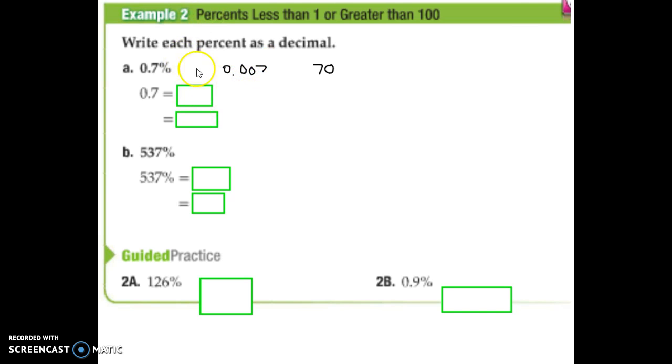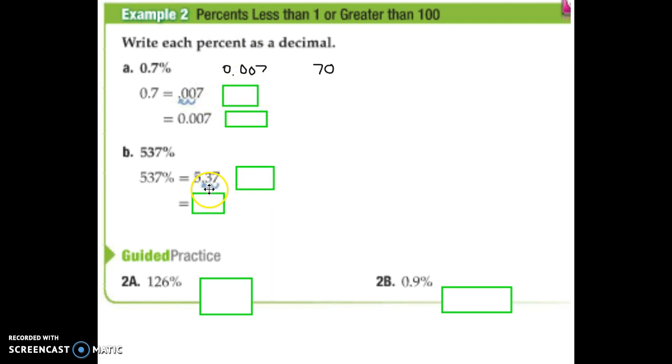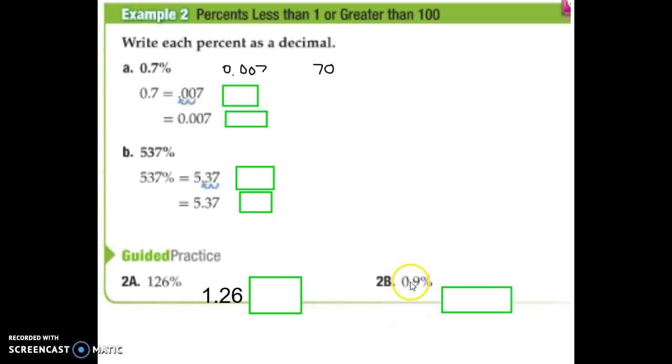Alright, so I can drag these over here. This one's over 100%. That's fine. I still move the decimal twice, and I have to get a smaller number. So I have to get a smaller number for my decimal, which means I move it twice to the left. It becomes 5.37, and that is my answer. Okay, 126, I need to make it smaller if I want to go to a decimal, should be 1.26. 0.9%, I need to make it smaller, move it twice, 0.009.